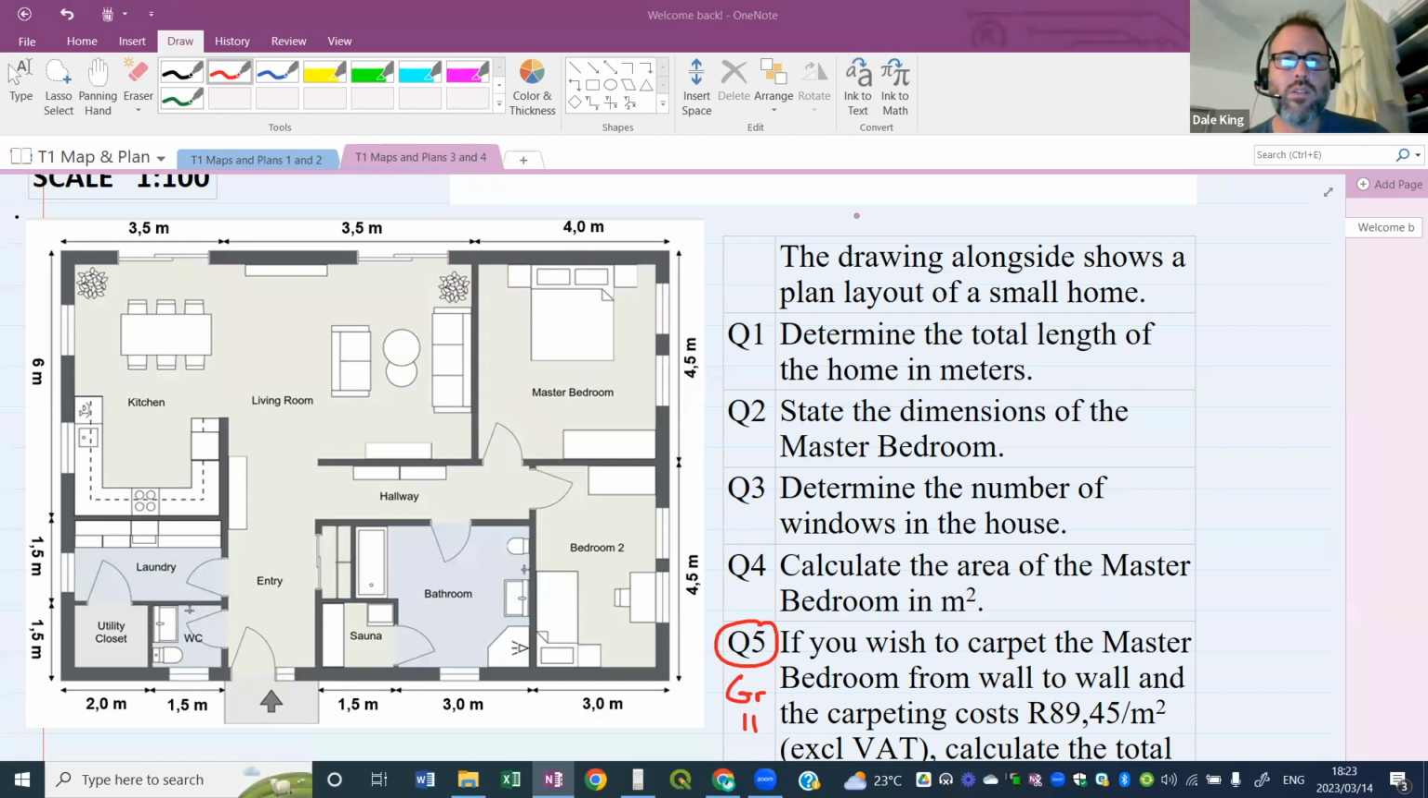The speed is good, but is the quality good? Sito Kozile, is the quality good? I hope the quality is good. The speed is fantastic. How long the total length of the home in meters? I'll give you a minute to do this. One's quite easy.